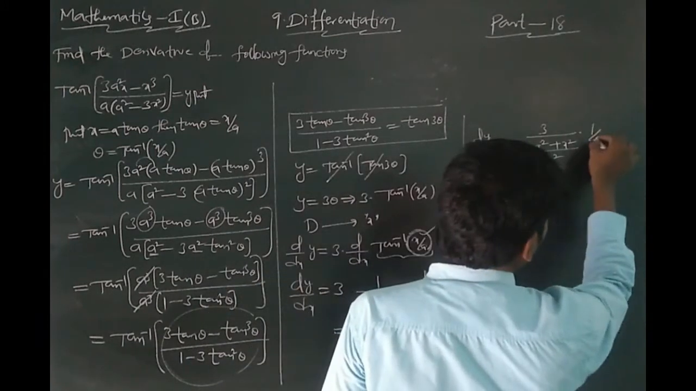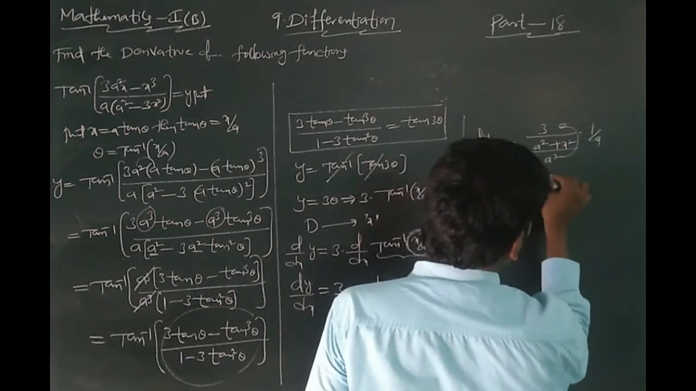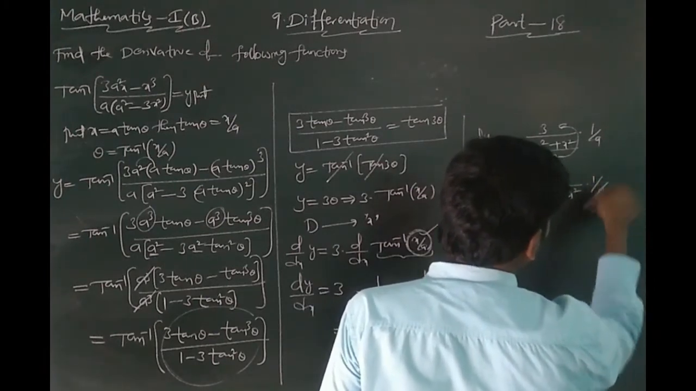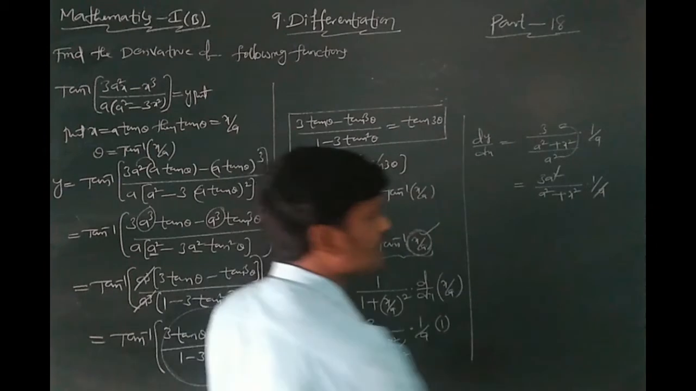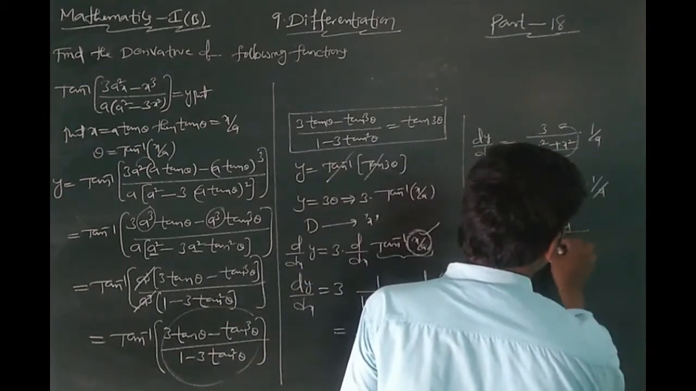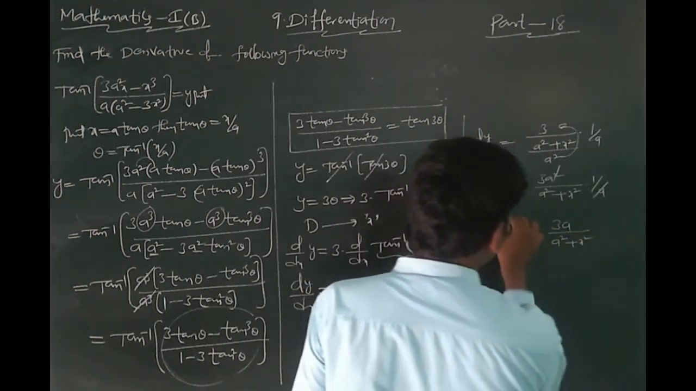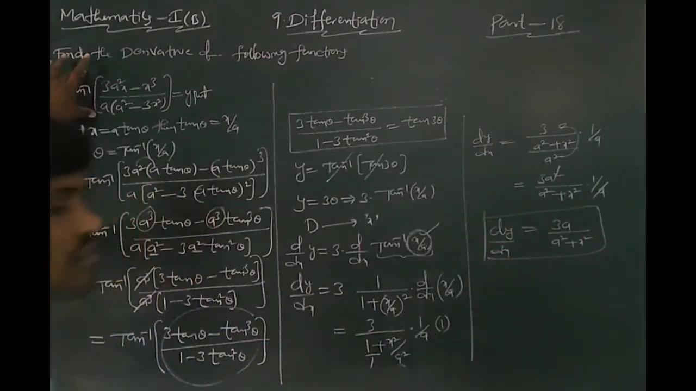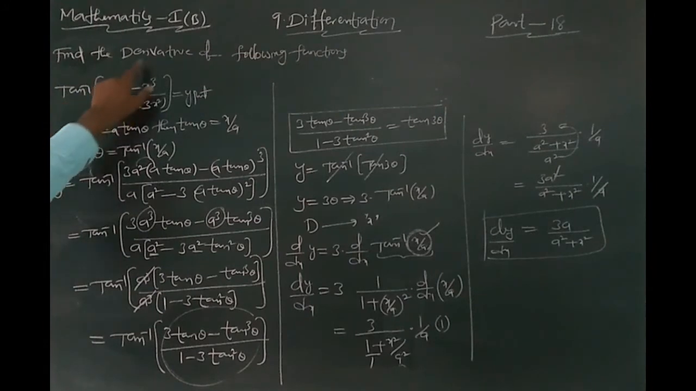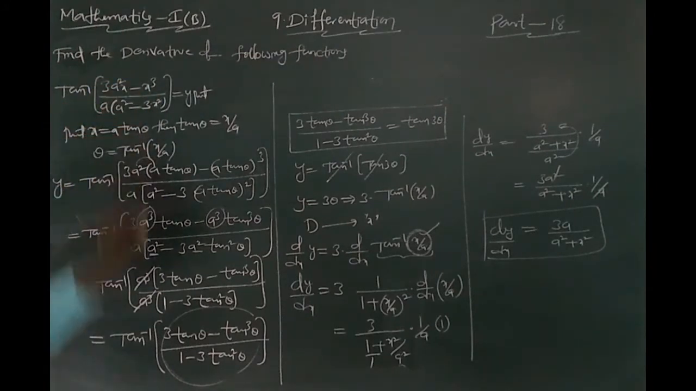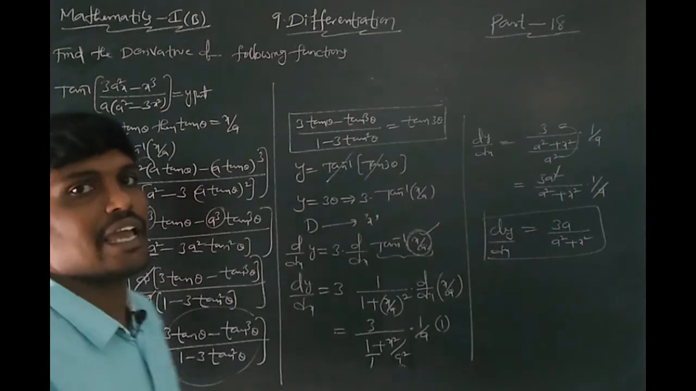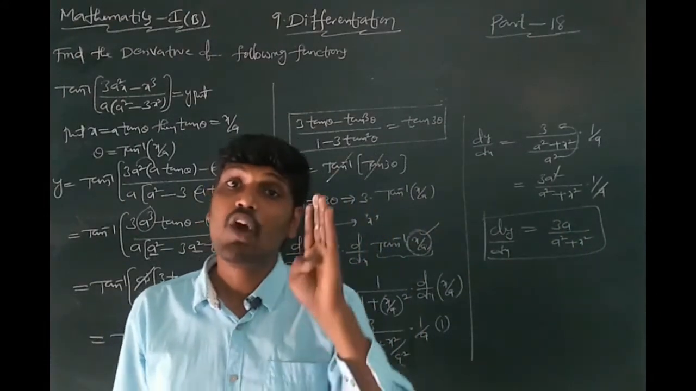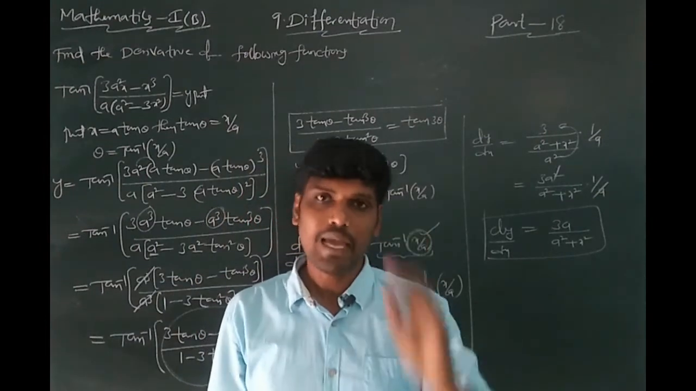1 by a into 1 is nothing but 1 by a. This can be written as 3a square by a square plus x square into 1 by a; the a gets cancelled. What remains here? 3a by a square plus x square. This is the derivative of the required function. What is the derivative? Tan inverse of (3a square x minus x cube) whole by a into (a square minus 3x square). The derivative is 3a by a square plus x square. This is also a 4 marks important problem in IB examination.